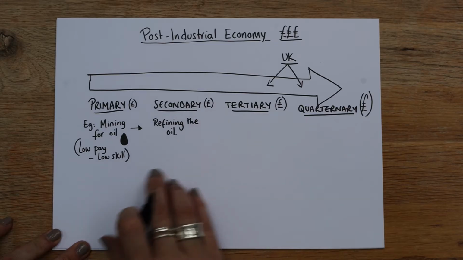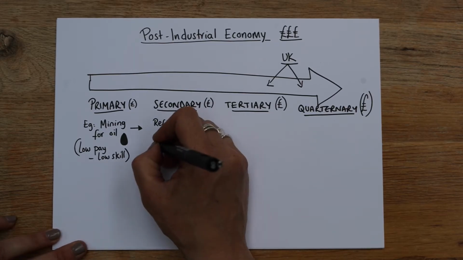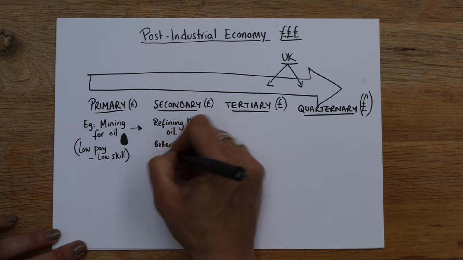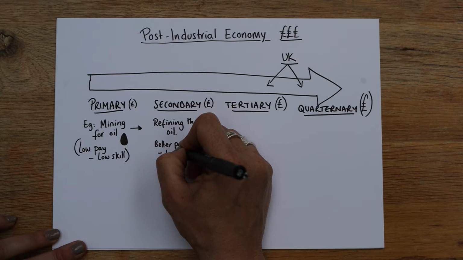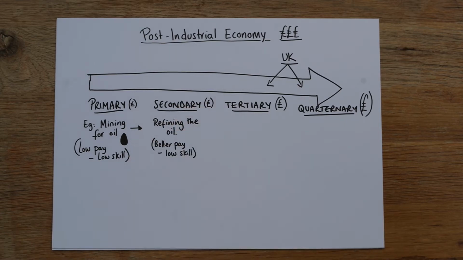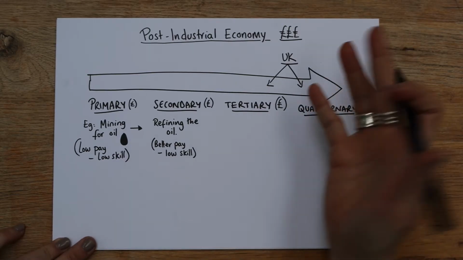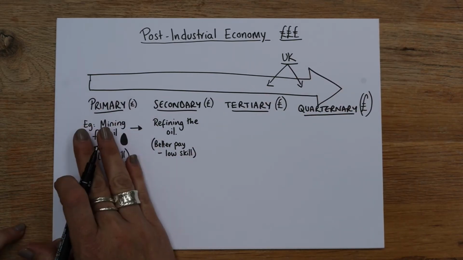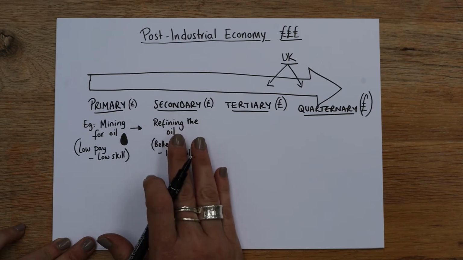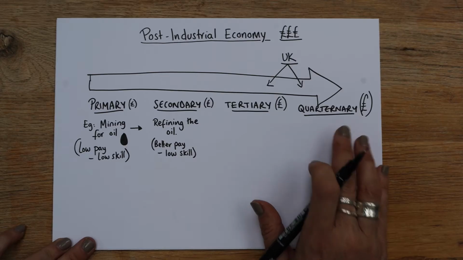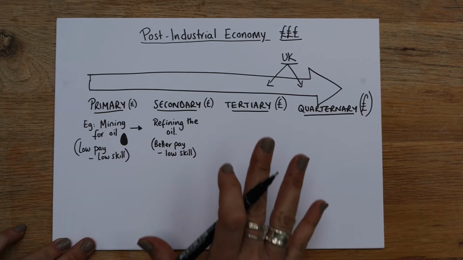Now, secondary is when you're processing, so you're going to get better pay, but still quite low skills. Not hugely low, but it's still lower than other places. I sometimes use the example of chopping down trees. So you might have primary as logging, secondary might be turning it into a table, tertiary might be selling the table, but then I struggled with quaternary for that one. So we're going to use mining for oil instead.